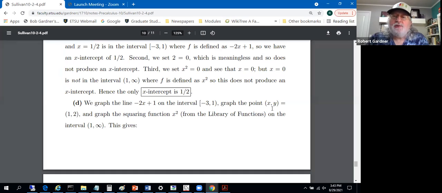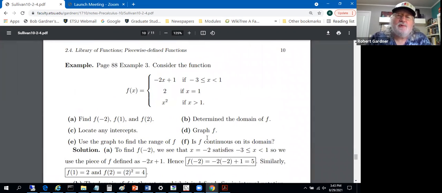Then we'll graph the middle part. When you plugged in 1, you got out 2, was the center piece of the graph. And then we'll graph the squaring function, x squared. You know how to do that now because it's in the library of functions. But we'll only do that for x greater than 1 because the function only equals x squared for x greater than 1. So for these x values, we'll graph that. For x equals 1, we'll have the point 1, 2. For these x values, we'll graph this and paste those three things together as appropriate. We'll put them on one graph, I should say.